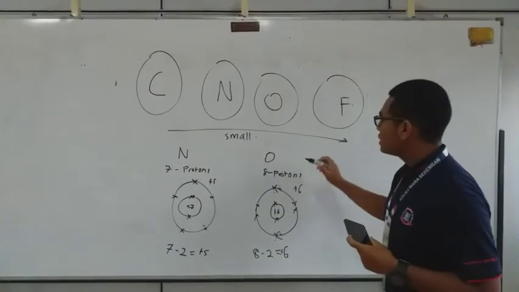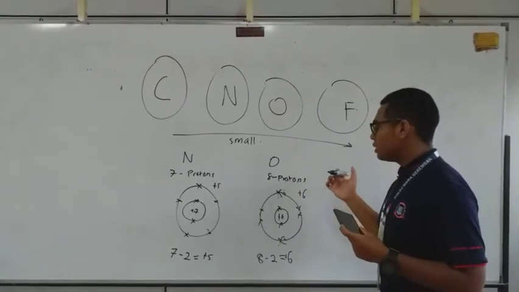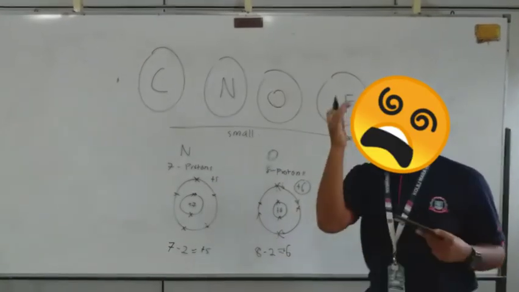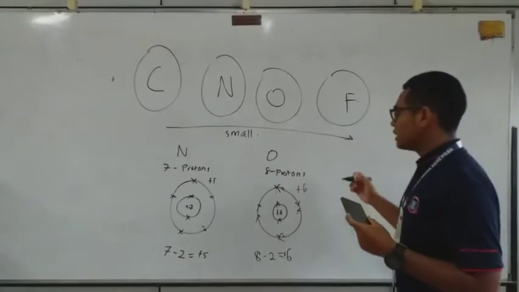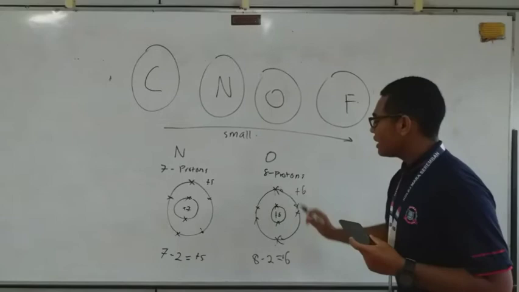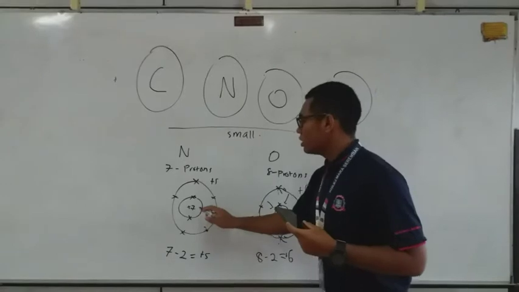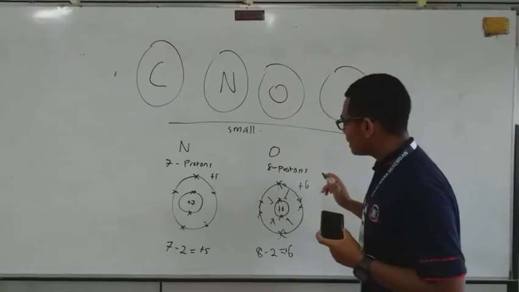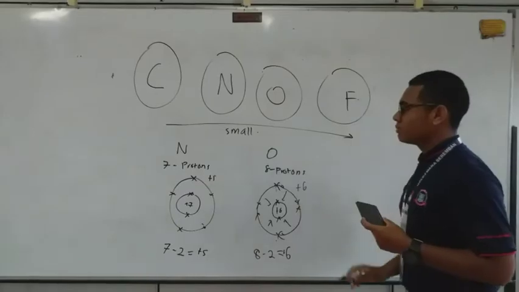Because there are more protons in oxygen than in nitrogen, the effective nuclear charge is greater. As you can see, this is +6 and +5. So the electrons here are more attracted to the protons than in the nitrogen. So the atomic size gets smaller. So it is the same as this concept.